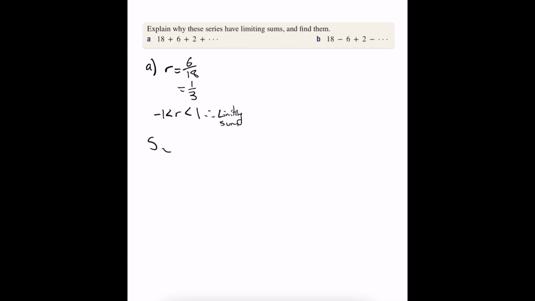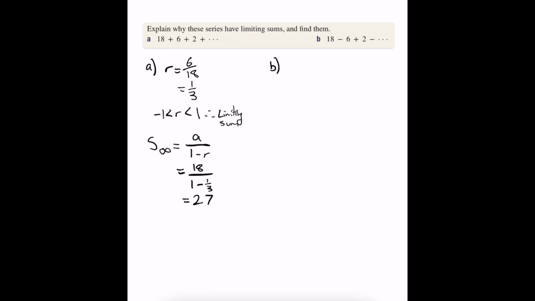And if we recall, the sum of a limiting sum is a, our first term, over 1 minus r. So in this case, it's 18 over 1 minus 1 over 3. If we put this in a calculator, what we get is 27. So we converge to this value of 27. Part B is going to follow the exact same way.